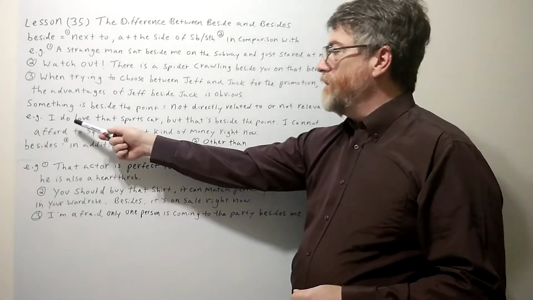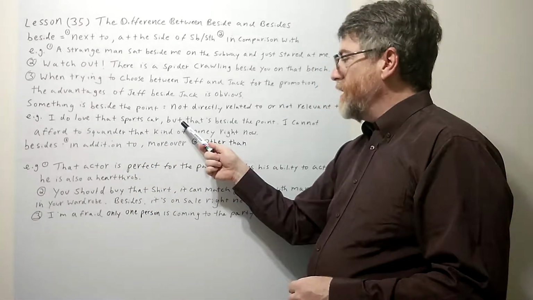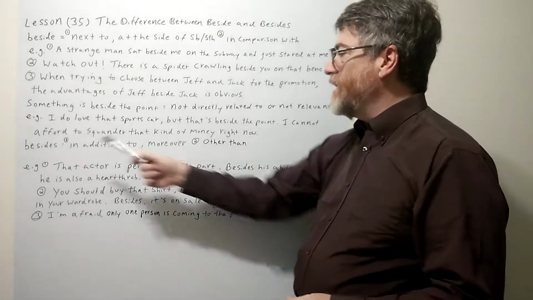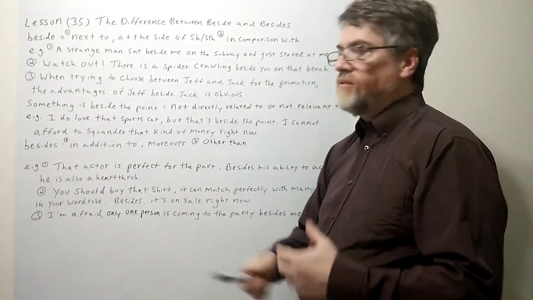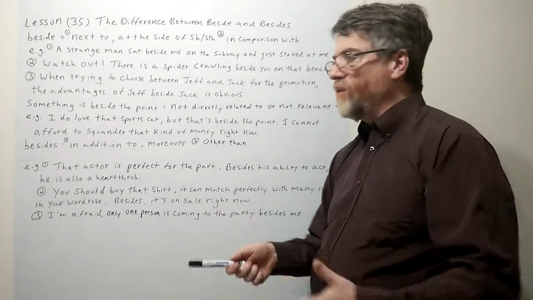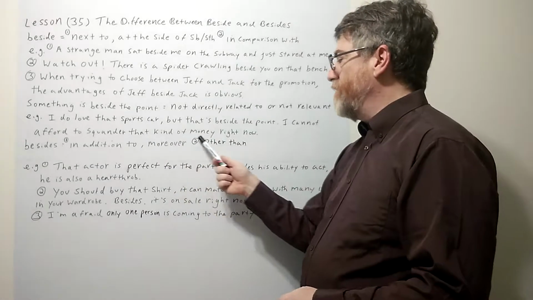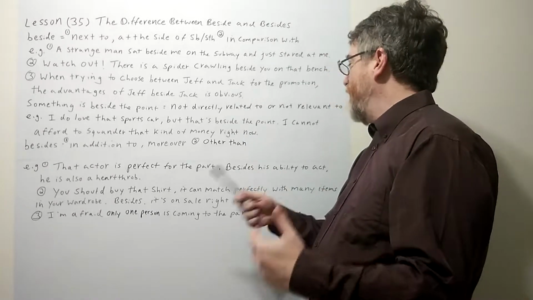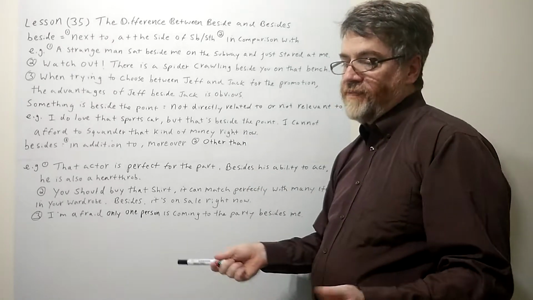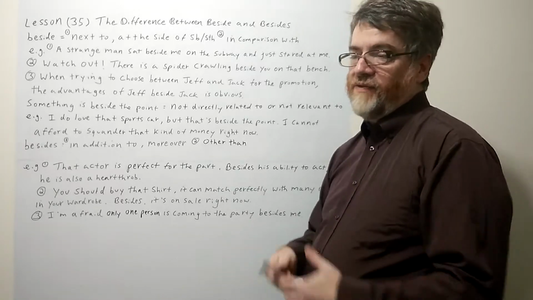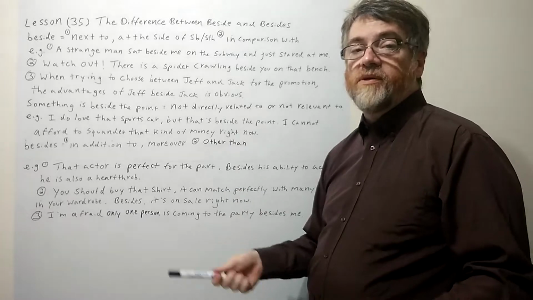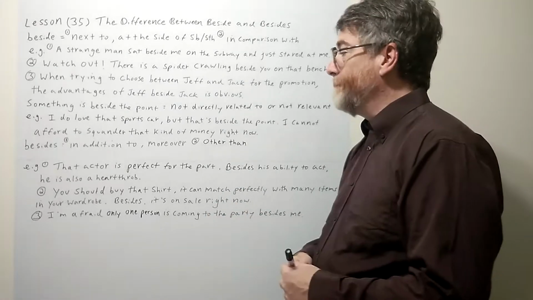So, for example, I do love that sports car, but that's beside the point. I cannot afford to squander, of course, to spend in a wasteful way, that kind of money right now. So it's beside the point. It's not related to it, it's not relevant to it. It doesn't matter that I love it. If I can't afford it, I can't afford it. That's the way we use it. We say something is beside the point.